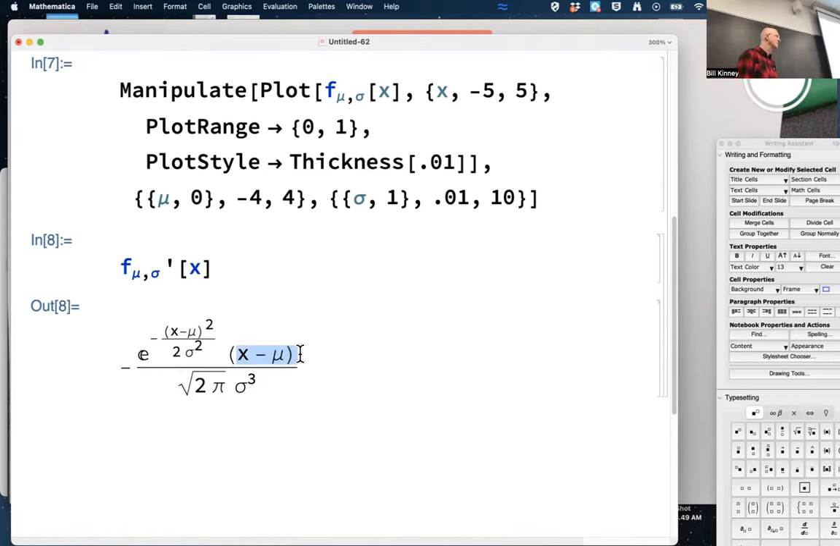And it is a maximum. This changes sign from positive to negative as x increases through mu. When x is less than mu, this quantity is negative, but because of the negative sign here in front, the entire quantity is positive.